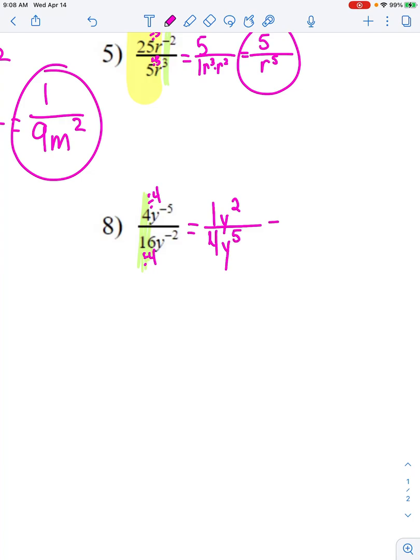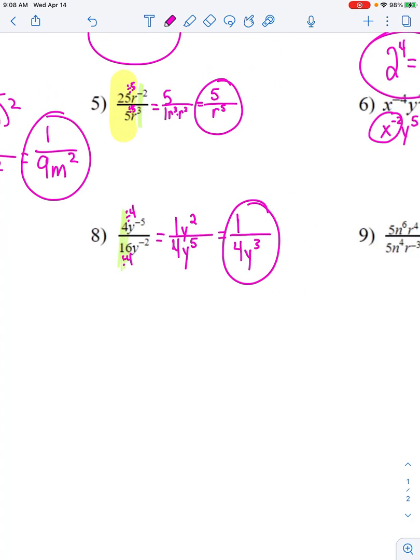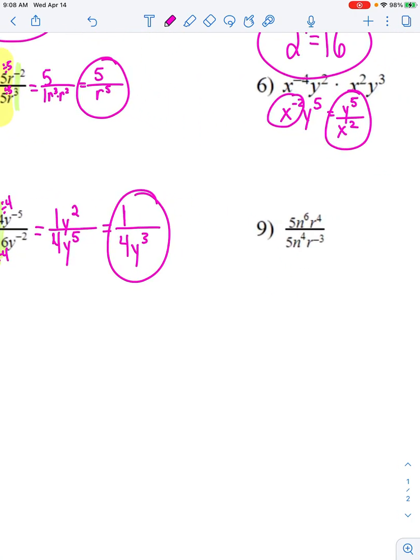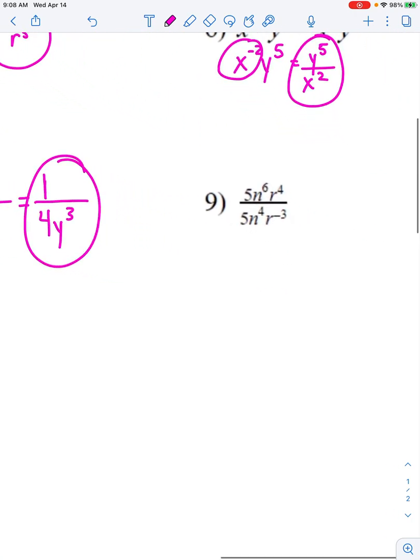Now I can ask myself, leave the 1/4 alone, where I see y's. Where do I have more y's? On the bottom. How many more? 5 minus 2 is 3. So your final answer should be 1 over 4y to the 3rd power. Number 9 we'll do similarly. And remember, these are more than likely the ones you're going to see on your EOC.